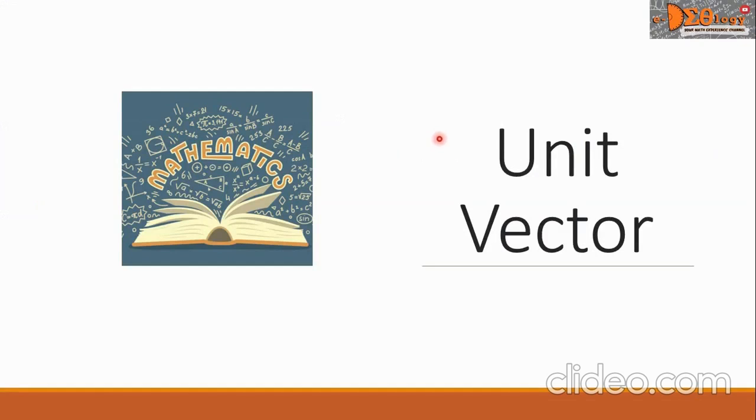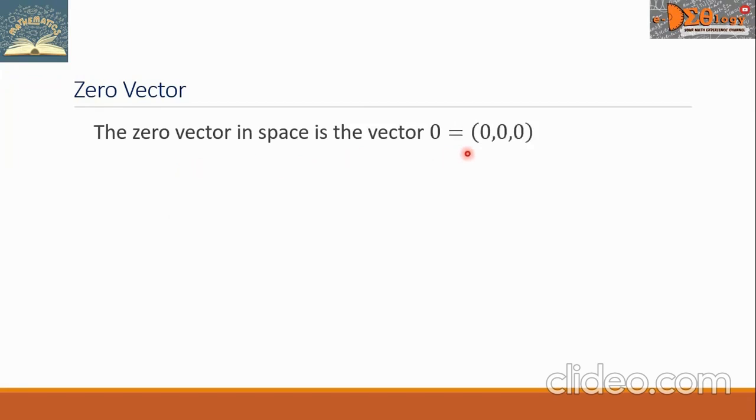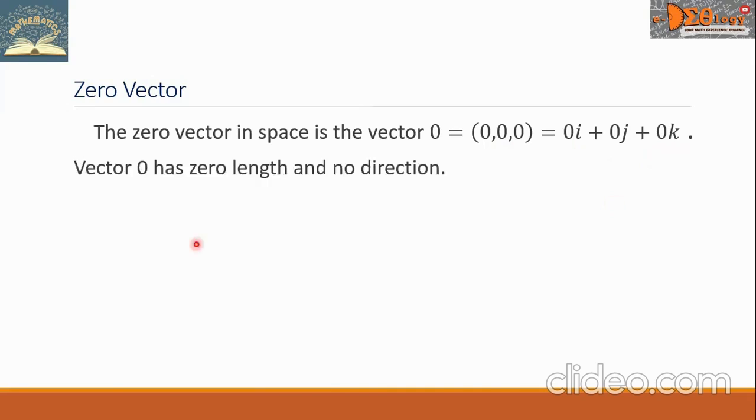Today we're going to study unit vector. Let's begin the lecture with zero vector. The zero vector in space is the vector 0. And this is represented by ⟨0, 0, 0⟩. Or we can write it like this: 0i plus 0j plus 0k. Vector 0 has zero length and no direction.